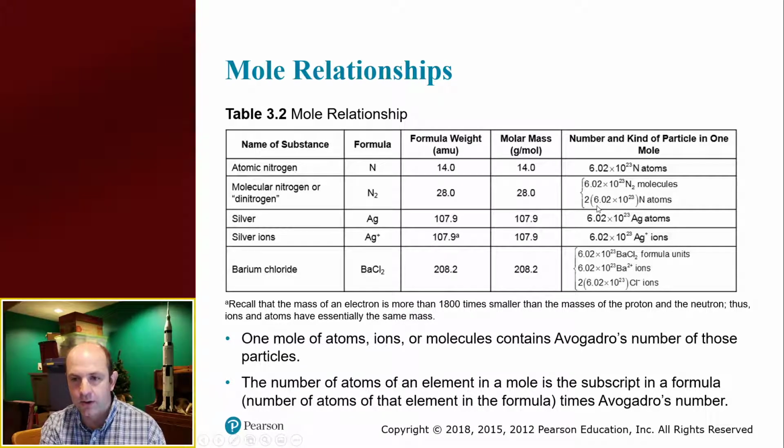So that would be 1.204 times 10 to the 24th nitrogen atoms, because we double that number.